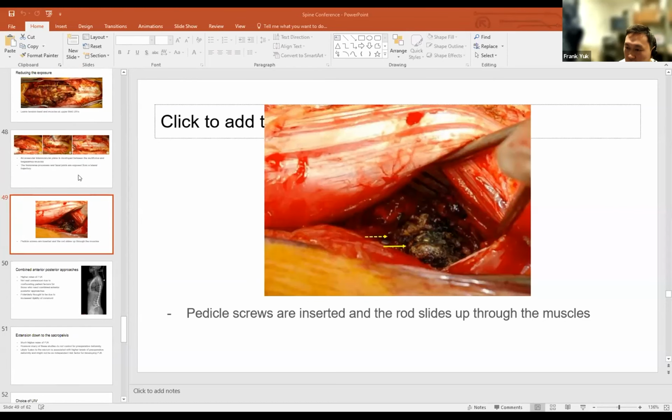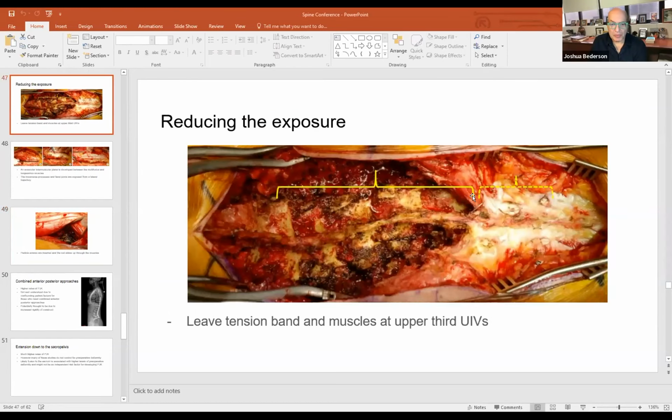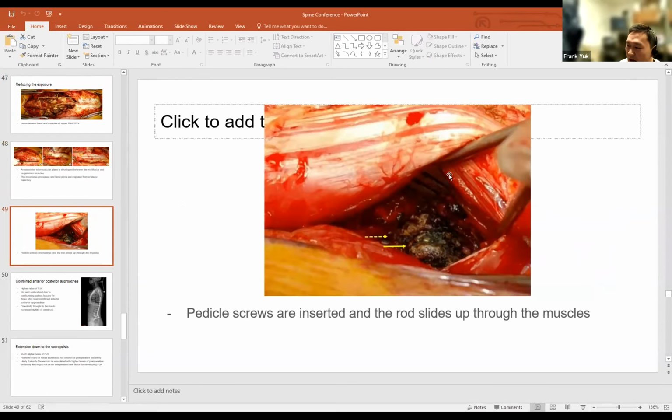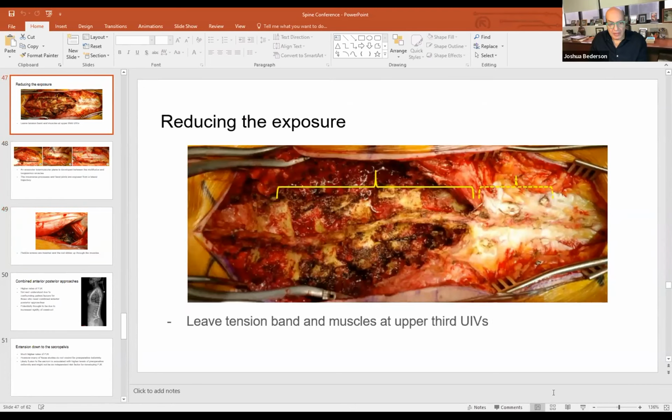I see, so I misinterpreted that. Yeah, so what he's showing is that he's using his finger to dissect the muscles, not the cord. I know it kind of does look like the cord a little bit. But he's actually coming lateral to the muscles and diving down onto the facet joints here to find the entry point for the pedicle screws. All right. Thank you for clarifying that.